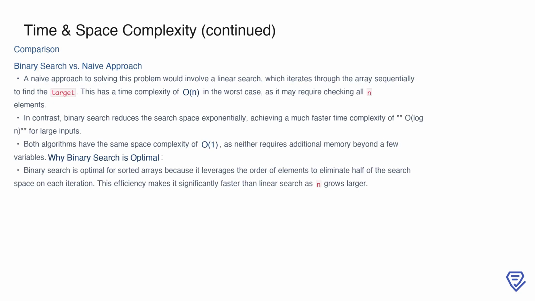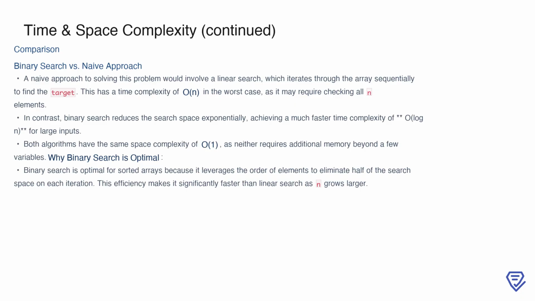When comparing binary search to a naive approach such as linear search, the efficiency of binary search becomes clear. In a linear search, each element of the array is checked sequentially until the target is found or the array is exhausted. This results in a time complexity of O(n) in the worst case, since all n elements might need to be examined. Binary search, on the other hand, reduces the search space exponentially by halving it at each step, leading to a much faster time complexity of O(log n) for large inputs.